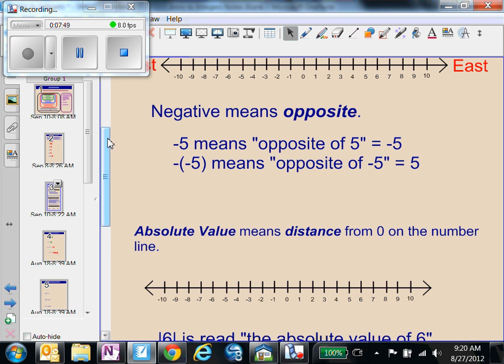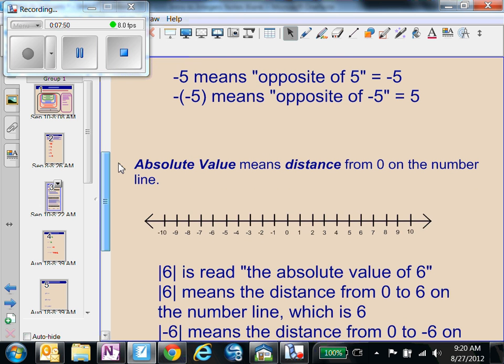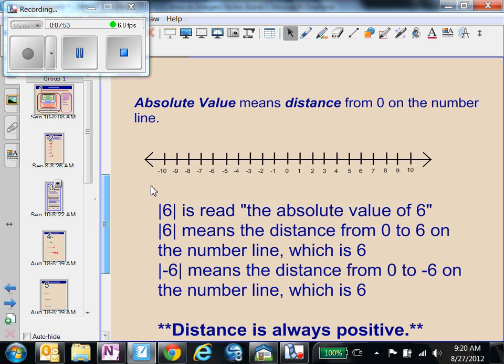So then absolute value is different than opposite. Absolute value means the distance from 0 on the number line. And then the notation is to have 2 vertical lines around a number. So here we have 2 vertical lines around 6, and that's read the absolute value of 6.